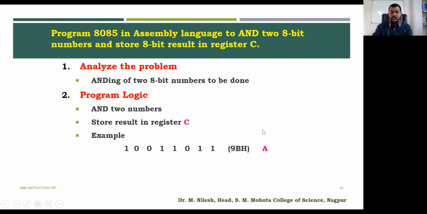Then let us start with the second number. What is the second number? Let us try 35H. So 3 is 0011 and 5 is 0101, right? And that is to be stored in register D. So in hexadecimal, it is shown as 9BH and 35H. Now this is to be stored initially. These are the data, right?